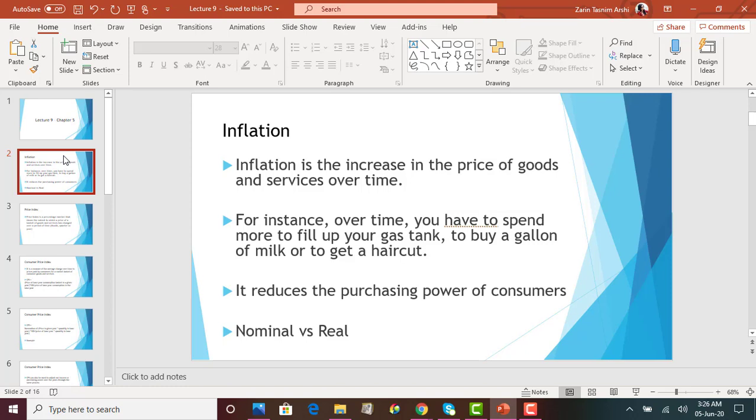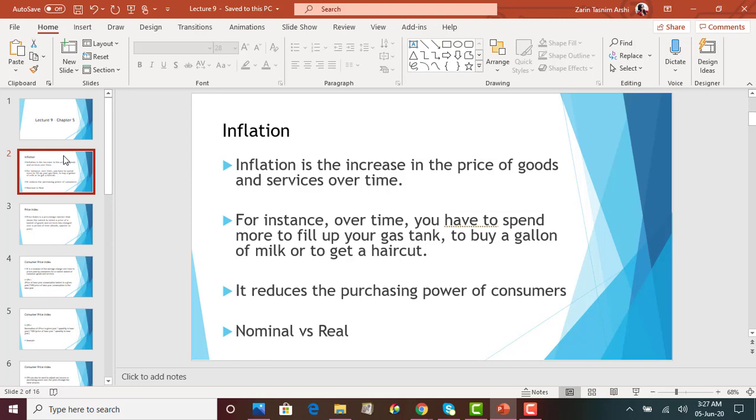Now, nominal versus real, this is important. We can have nominal income versus real income. We can have nominal GDP versus real GDP. We can have other types of metrics, usually different types of incomes. Personal income, corporate income, or the economy's income such as GDP, we can express them either in terms of nominal or in terms of real.